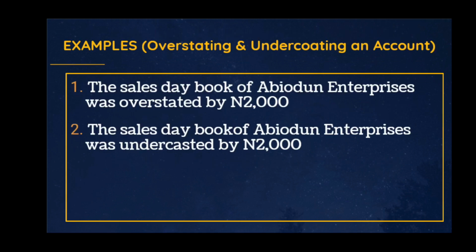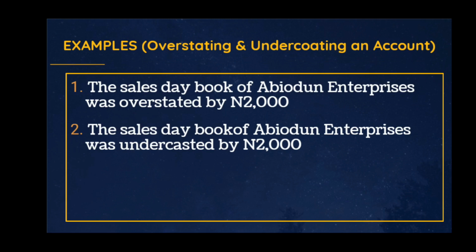The sales day book of Abiodun Enterprises was overstated by 2,000 naira. The second one, the sales day book of Abiodun Enterprises was undercast by 2,000 naira. If we look at the two examples, the first one is talking about overstating the amount. That is, the amount we are having in the account is more than what we're supposed to have. While the second one is talking about the situation where what we are having is less than what we're supposed to have. So now let's start taking the questions one after the other.